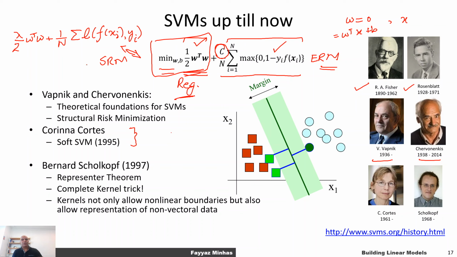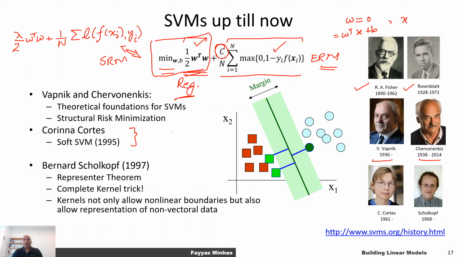So don't be confused if you see one in some books and the other one in some papers or books. So don't worry about that. It's just that the role of C and lambda is the exact opposite. So a large value of lambda corresponds to a small value of C and vice versa. Okay.